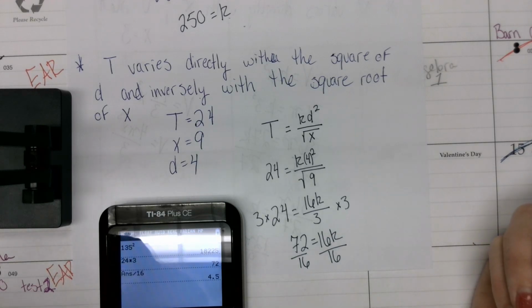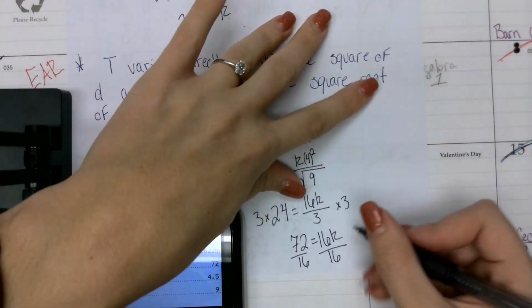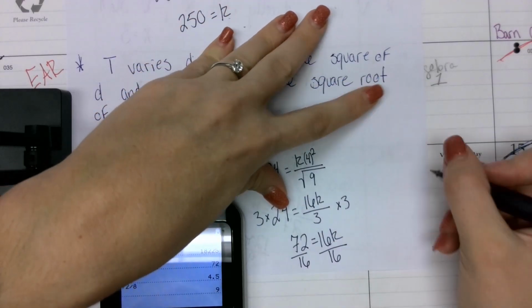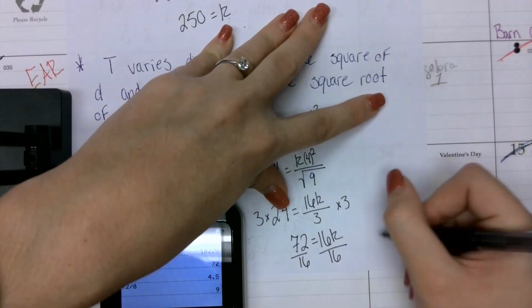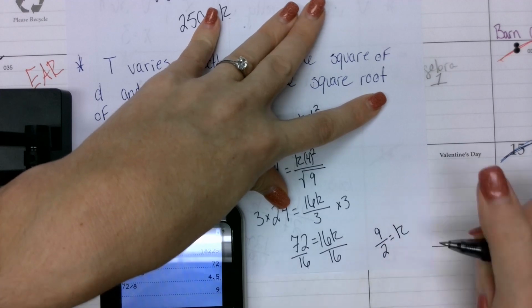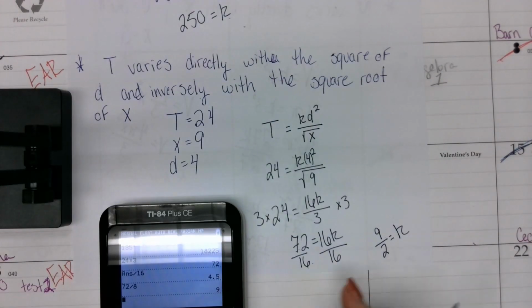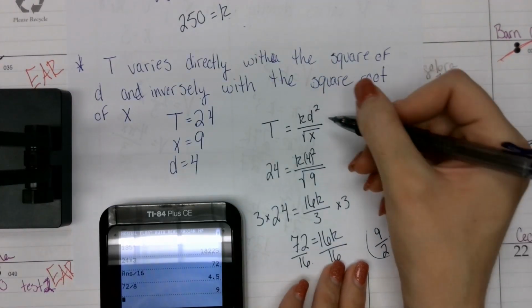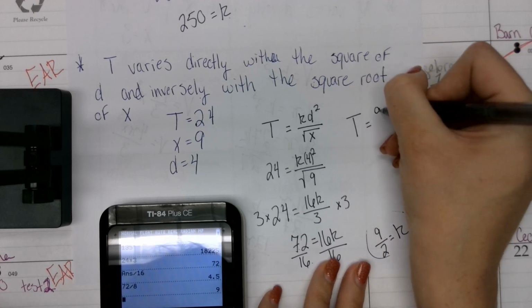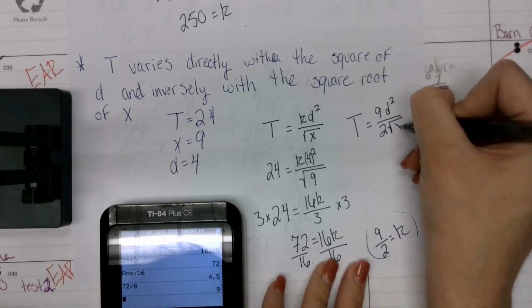They don't want you to use 4.5, I can tell you that. So we're going to simplify this. We're not going to use a decimal because it will not take the answer as a decimal. So I'm going to have 9 over 2 equals k, because 8 goes into 72 9 times and 8 goes into 16 2 times. Now I'm going to take this and substitute up here. On this one, t equals 9 halves times d squared over the square root of x.